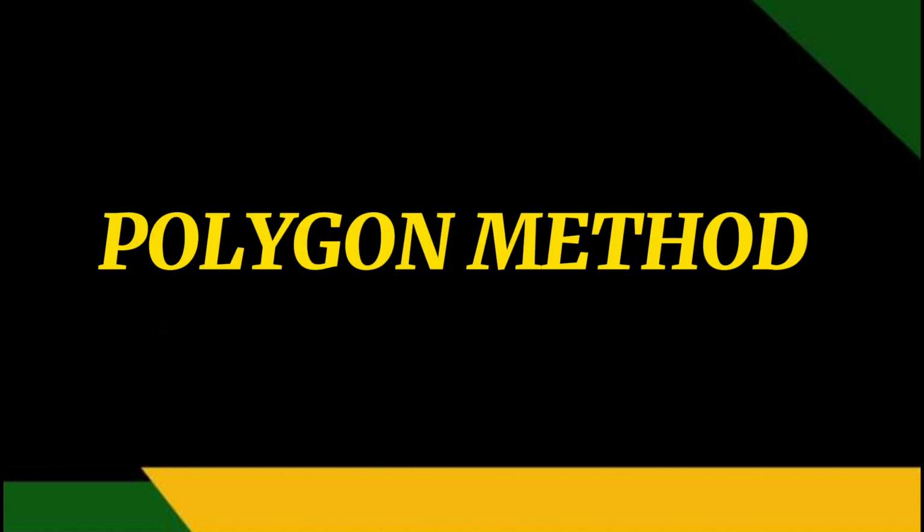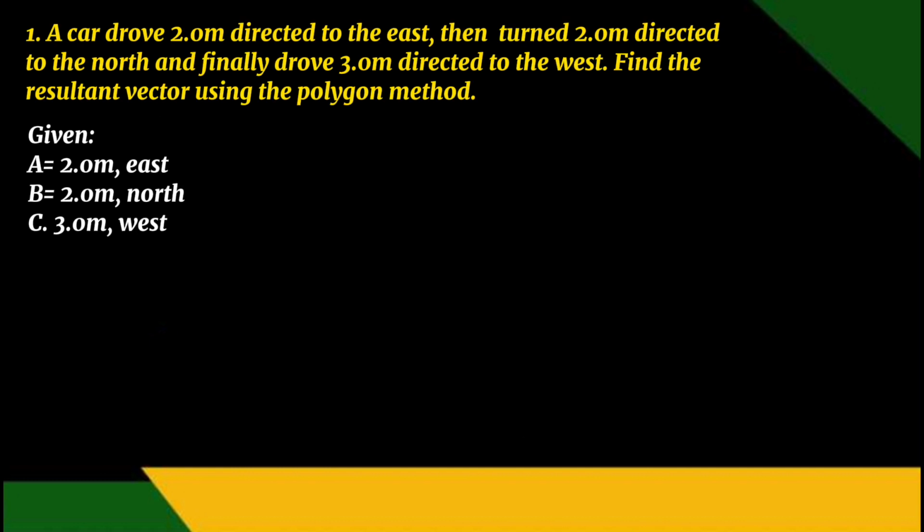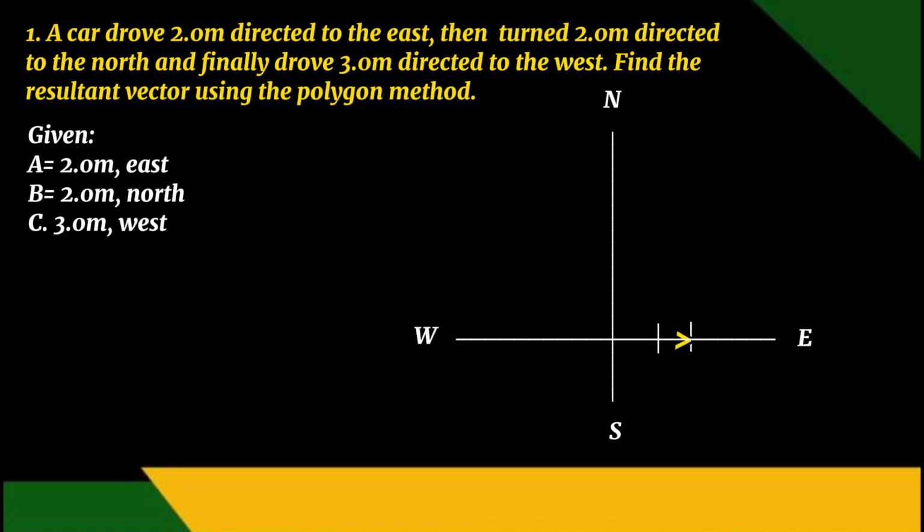Let's proceed to the polygon method. Let's now solve this sample problem. Let's start by plotting the given. Firstly, the 2.0 meters directed to east, then 2.0 meters directed to north, so we will plot it starting on the endpoint of the first given.